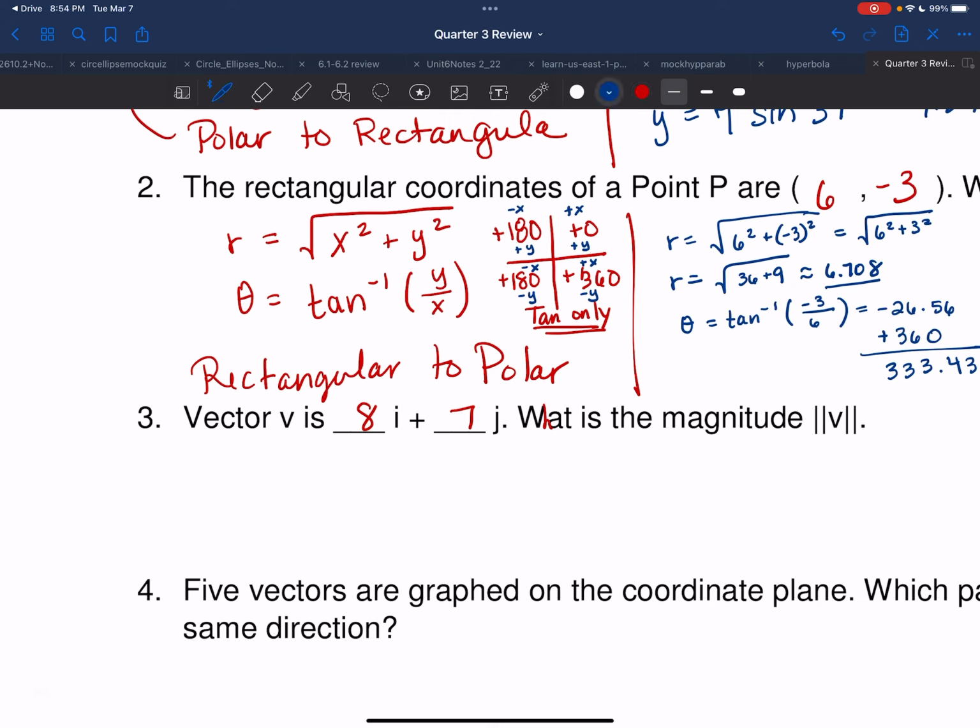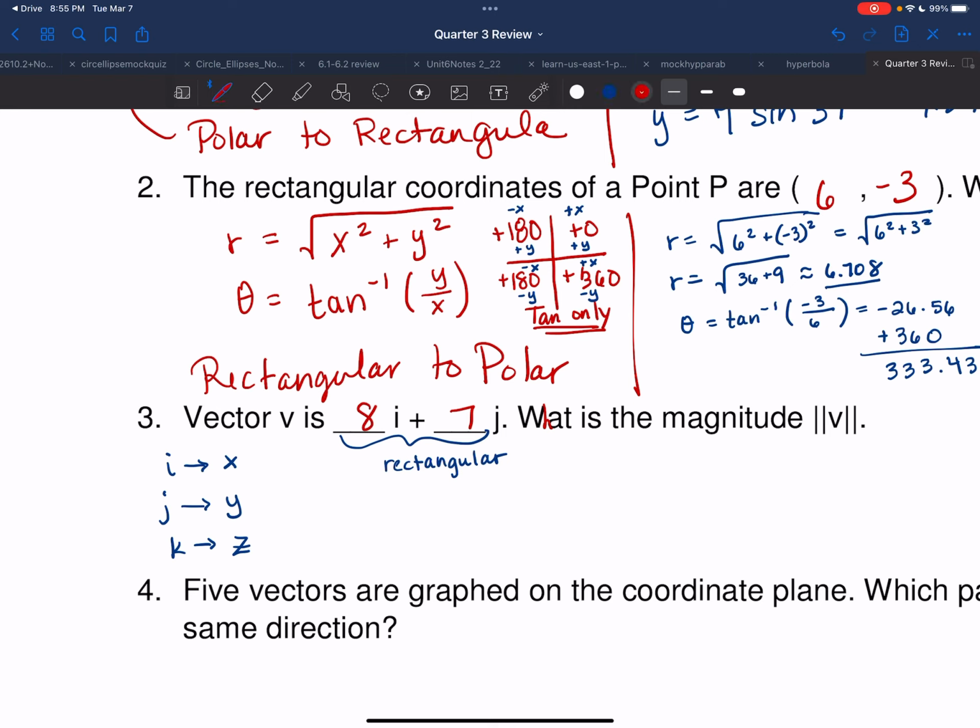This is the equivalent of rectangular, right? So remember, i represents your x value and j represents your y value. And of course, k, we don't have it here, but that represents our z axis. So in order to go from rectangular to just finding your polar value, you're going to do the same process we did in number 2, okay?